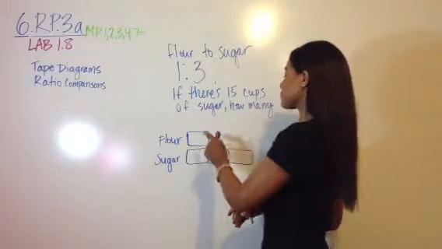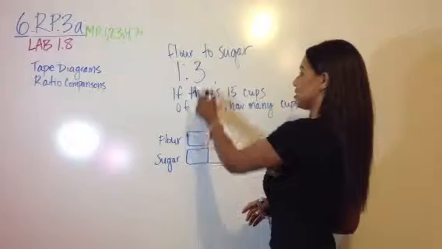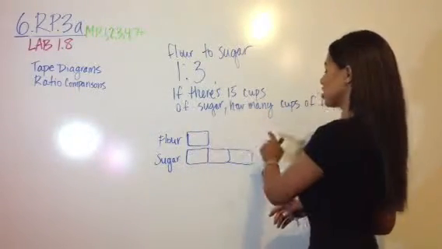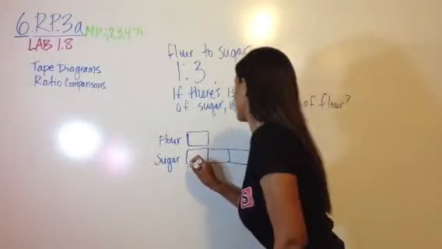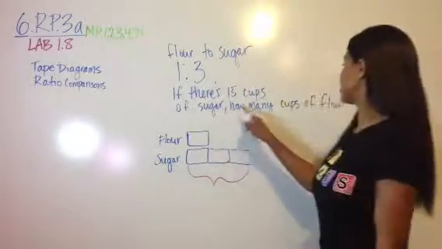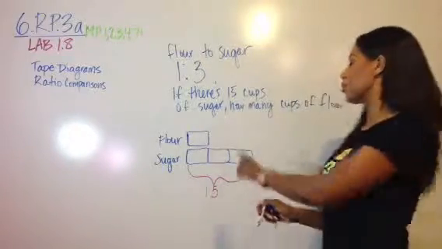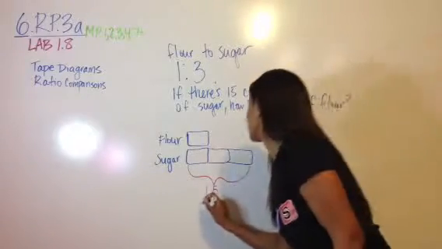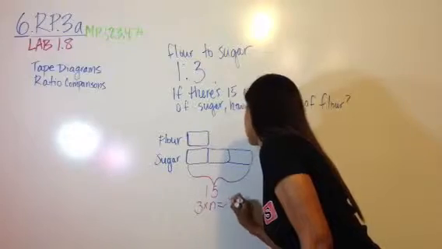Okay, so what the question is asking here, now that we have our tape diagram set up 1 to 3, it says if there's 15 cups of sugar. So we know that this part here, which is your sugar, says there's 15 cups. So we know that that amount is 15. Well, we can see that there are 3 bars that represent 15. So a number sentence we could think about is 3 times what number equals 15.